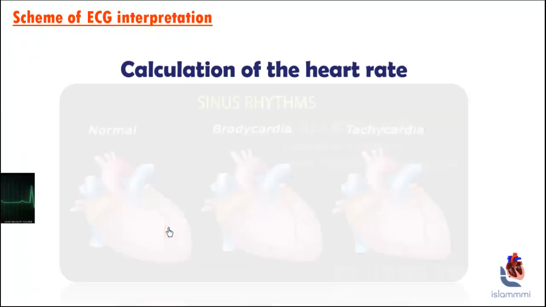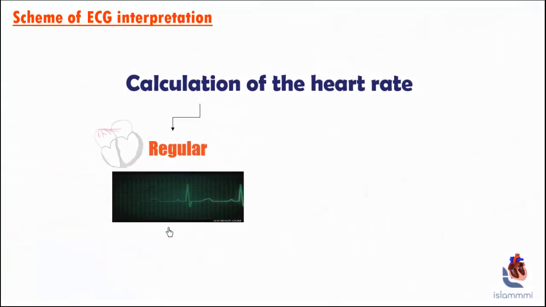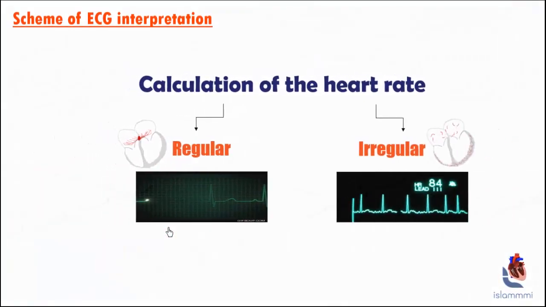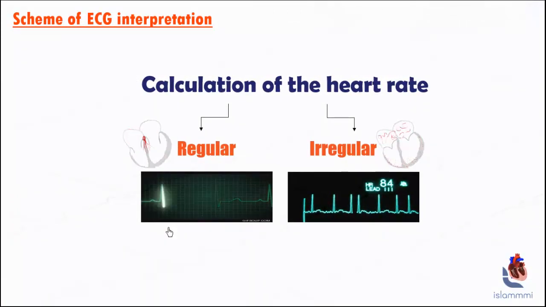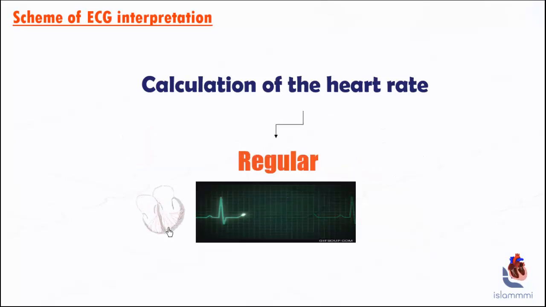Then we have two conditions, as we said. Either the heart rate is regular, meaning that the distance between each R wave is quite the same, or irregular, meaning that, as you can see in this ECG, the distance here is quite the same, but here it's very irregular. If you measure the distance between the R waves, it's completely inconstant. Okay, so let's take the first one.